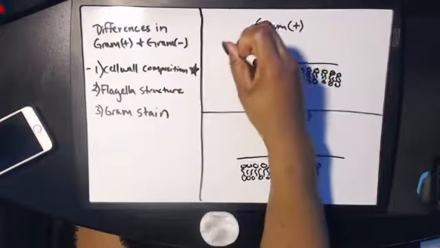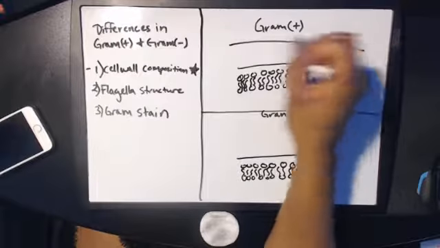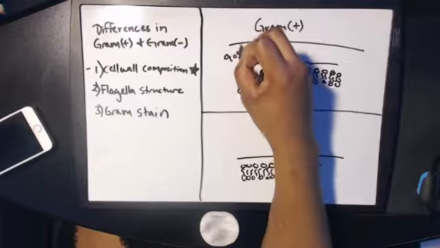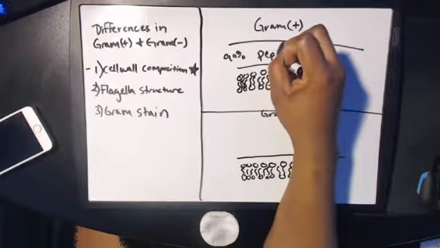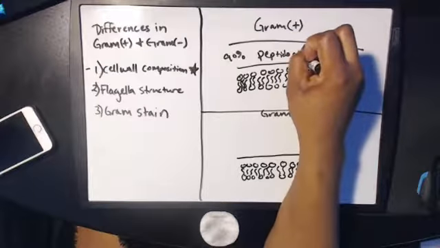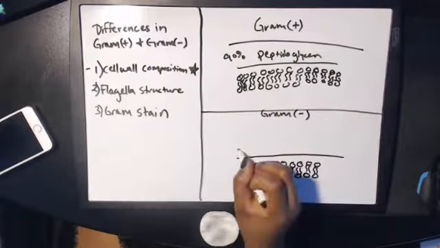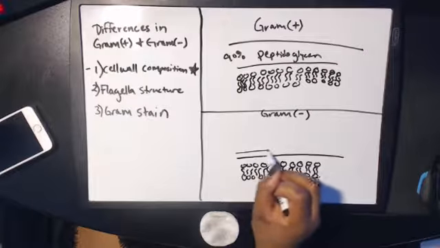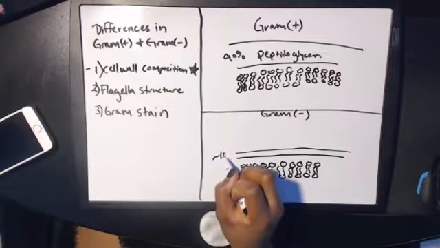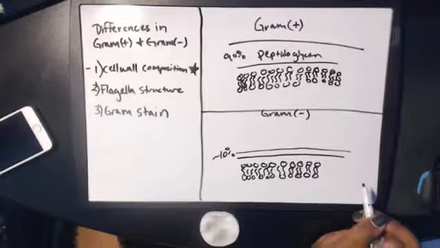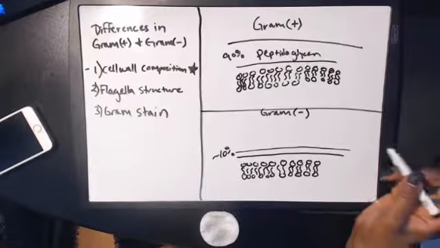Next, this is a big difference. Gram-positive has a 90% cell wall composition of peptidoglycan wall, while the gram-negative has only a 10% composition of the cell wall.